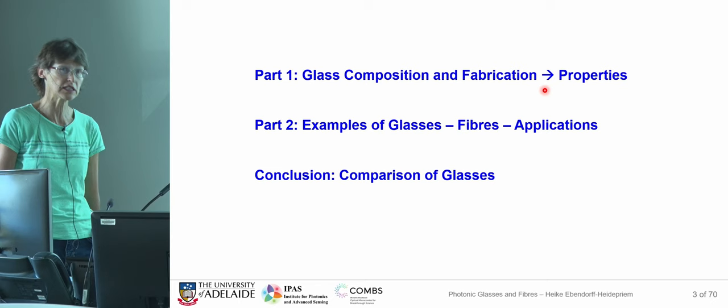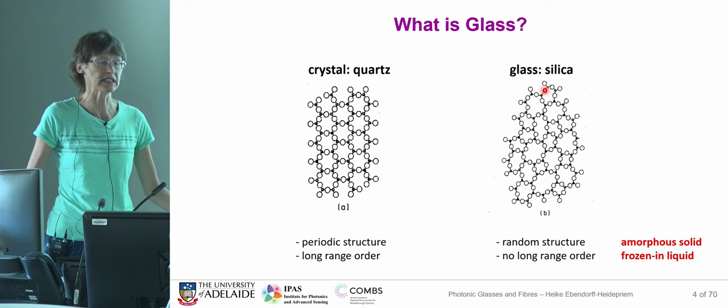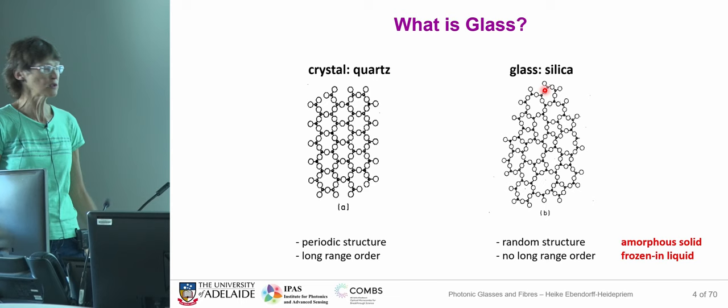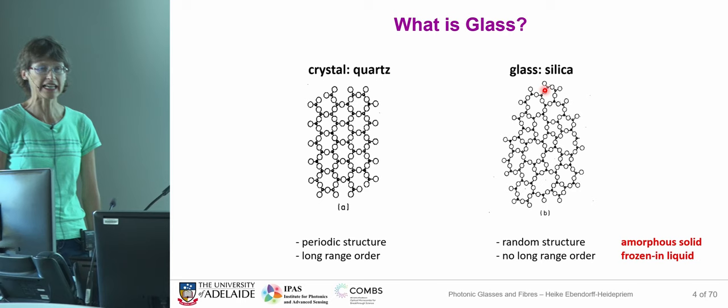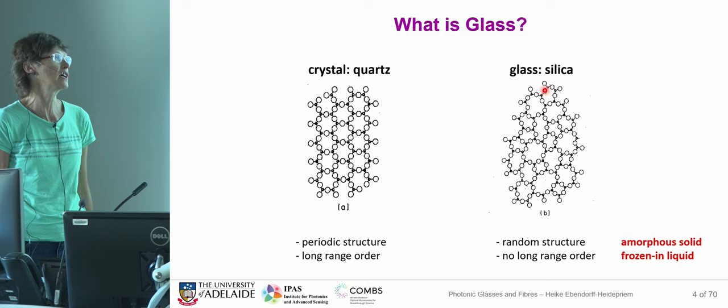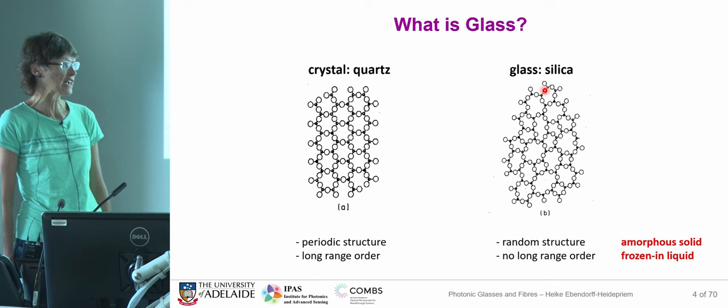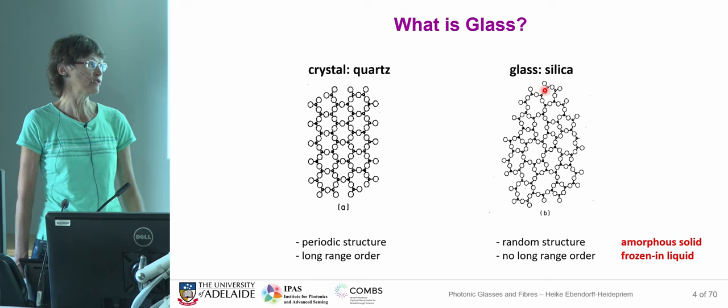So what is glass? Shown here on the example of quartz and silica. Quartz is a crystal. The composition is SiO2, and it's composed of silicon oxide tetrahedra, as shown on the schematic, arranged in a regular way. On the other side, silica is a glass, has the same chemical formula of SiO2, but now the silicon oxide tetrahedra are arranged in a random way, so there is no long-range order. This is an amorphous solid with the structure of a liquid, so it's a frozen solid with a frozen-in liquid structure.